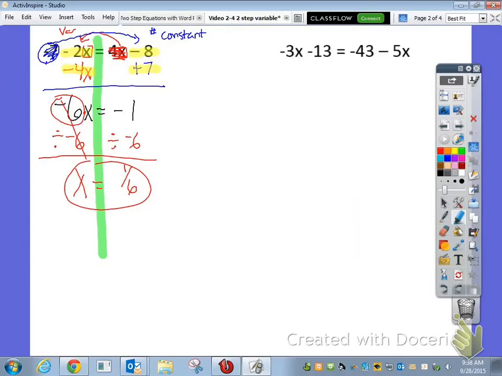Okay, next one. Draw your line, box your variable, look where they're at. Remember, I want my variables on the left side. So I'm gonna move negative 5x, jump the fence, he becomes a positive 5x. So he's gone, okay? I'm gonna go ahead and draw my line.